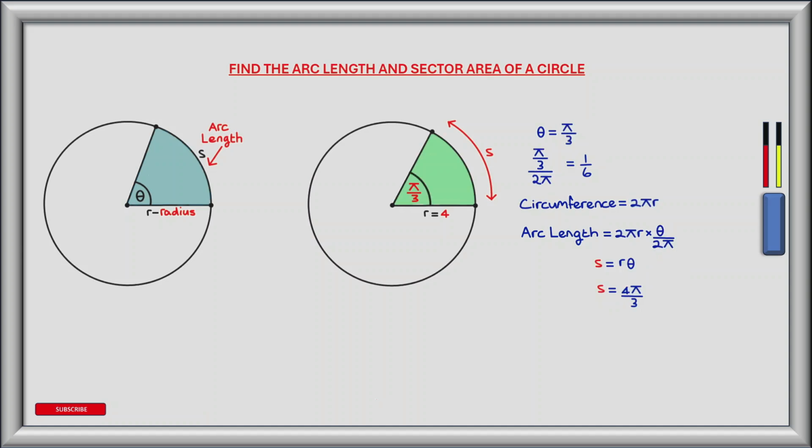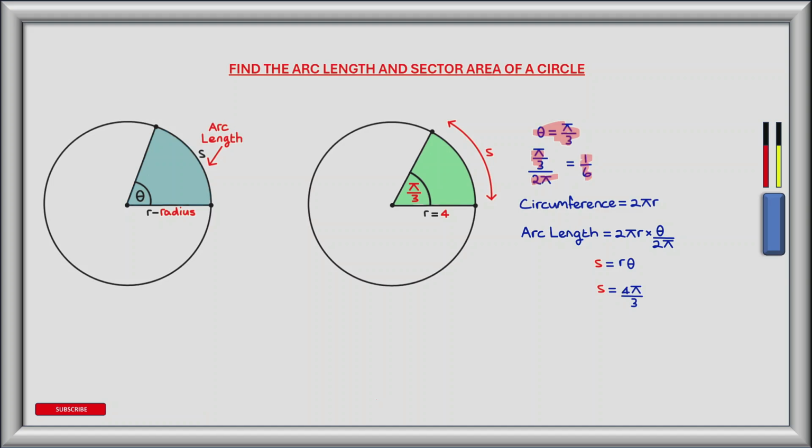Now let's look at finding the arc length of a sector when we're given the radius and angle in radians. So in our example here, we're given an angle theta of pi divided by 3. The portion or fraction of the circle represented by the sector is pi divided by 3 divided by 2 pi, where 2 pi is the angle that represents the complete circle. The fraction, therefore, in this case is 1/6.